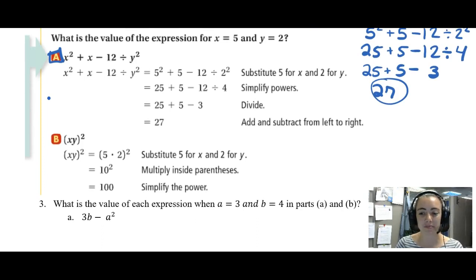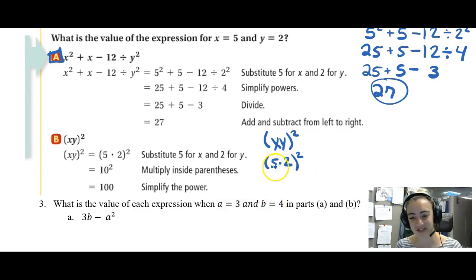Now let's do part B. That is xy squared. Again, we're going to evaluate, so we substitute in the values we know for each of these variables, and then simplify. When we see x and y right next to each other, think about what that means. When you see a variable next to a number, or two variables next to each other, it means multiply. We're talking about the product of x and y. So when we substitute in 5 for x and 2 for y, it's not 52, it's 5 times 2. So 5 times 2 squared.